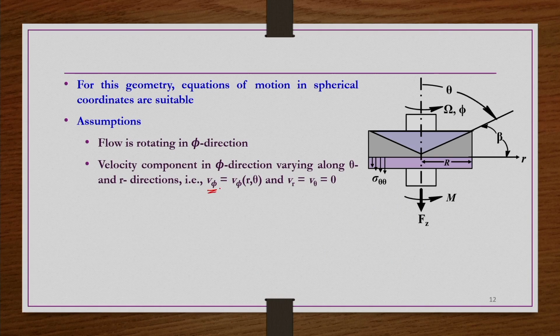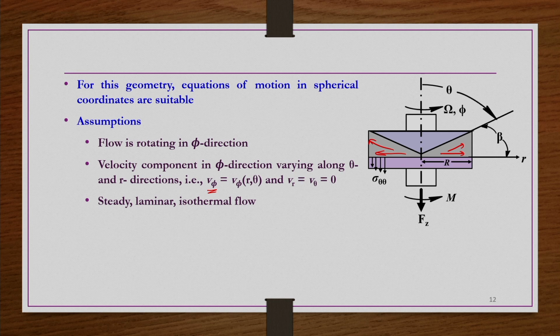So assumptions here: flow is rotating in the phi direction. So the only velocity component existing is in the phi direction, that is V phi. This V phi is a function of r and theta, because the fluid is moving towards the r direction because of the rotation, as well as towards the theta direction because of the cone shape. Okay. So we cannot say that V phi is a function of r only, it is also a function of theta. Okay. However, compared to V phi, Vr and V theta are 0.